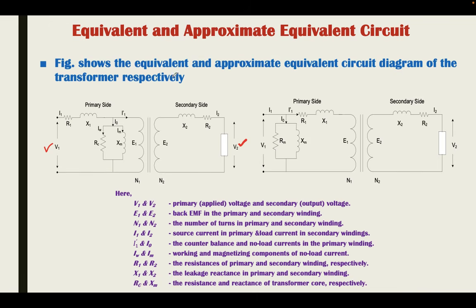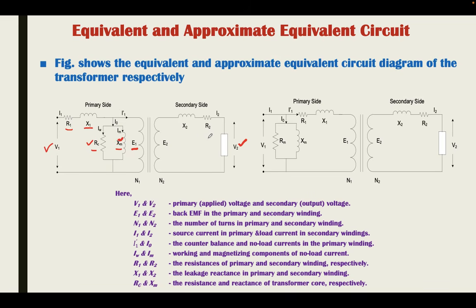To draw the equivalent circuit diagram of a transformer, we consider that the primary winding has a resistance R1, and the leakage reactance of the primary winding is X1. Though there is a core, the core parameters are represented in parallel: this is RC, this is XM, where RC represents the resistance of the core and XM represents the magnetizing component of reactance, due to which flux is developed in the core. The EMF developed in the primary winding is E1. Now, these are the primary side parameters of the transformer.